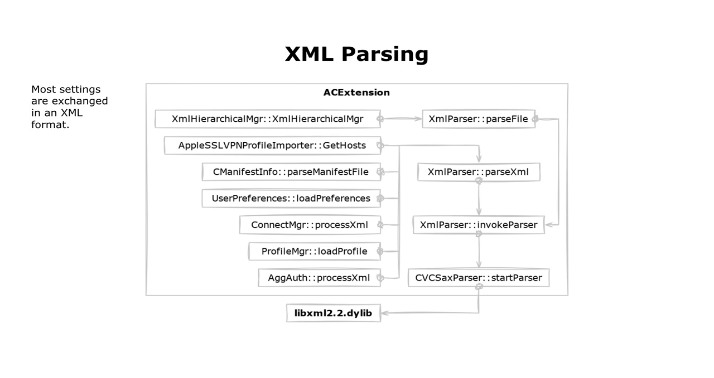The actual parsing is performed by the libxml iOS shared library. So, fuzzing did not find any XML-related bugs in AnyConnect. This has a good reason, because the iOS library seems to be well-tested and there is nothing Cisco-specific in here.